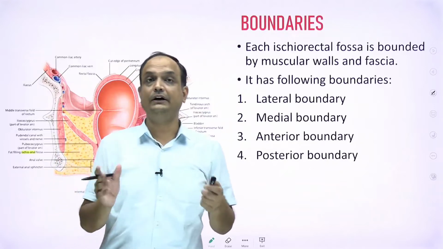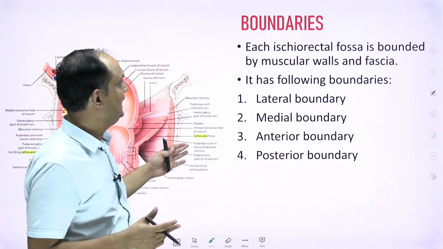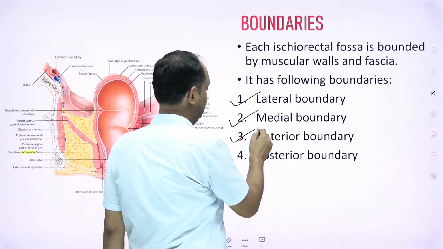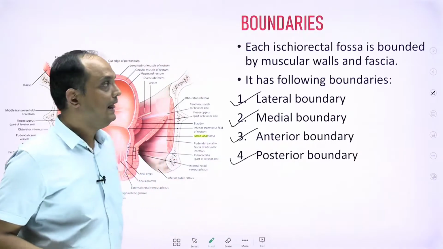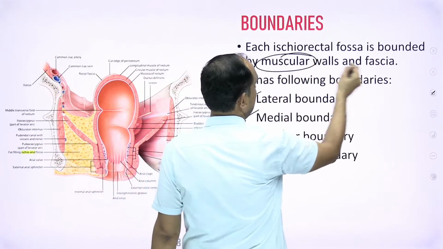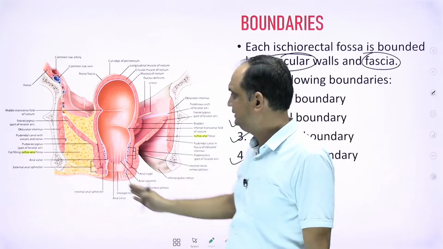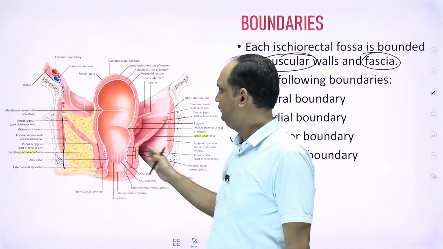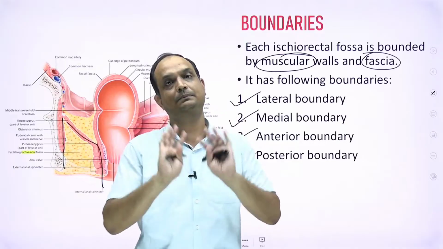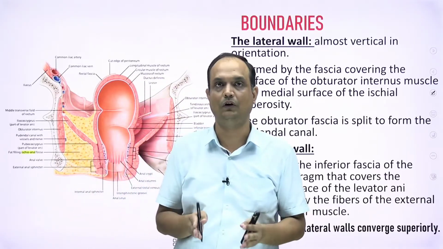Now what are the boundaries of the ischioanal fossa? You have seen the base and the apex. Apart from that, it has lateral, medial, anterior and posterior boundaries. The important thing is that these boundaries are made up of either muscles or fascia. So let's see first what the lateral wall is.